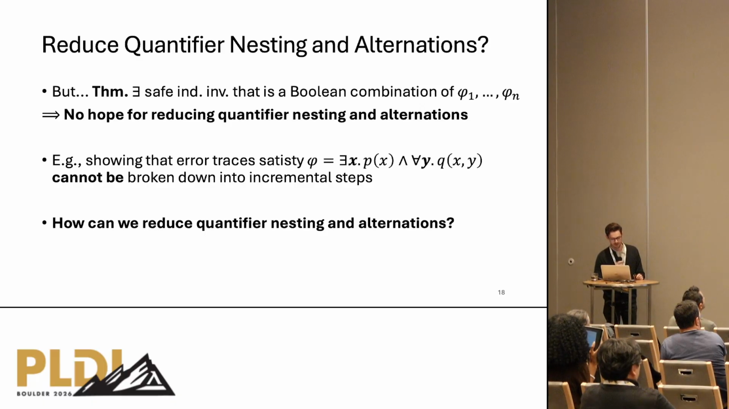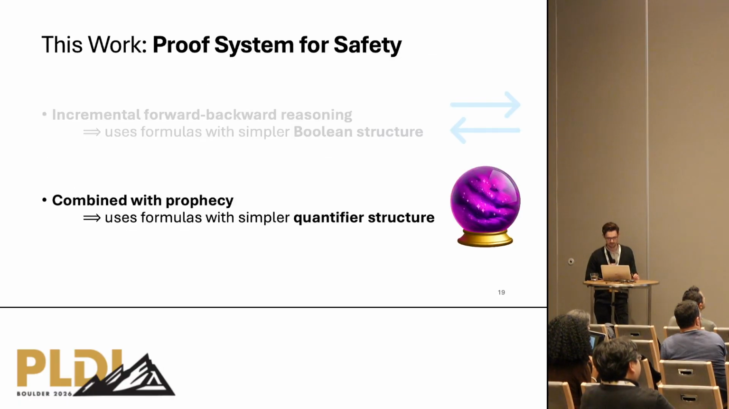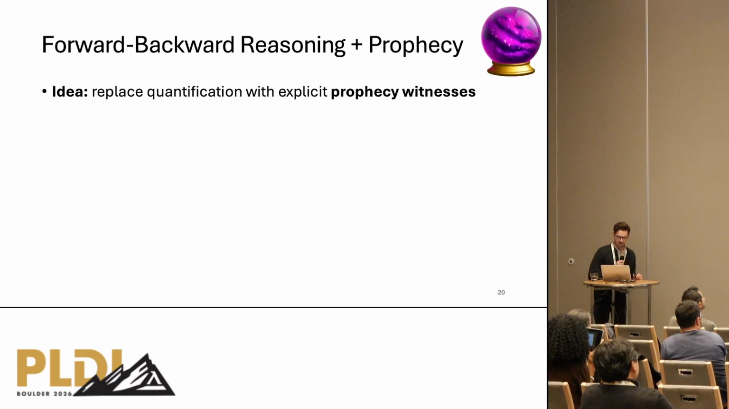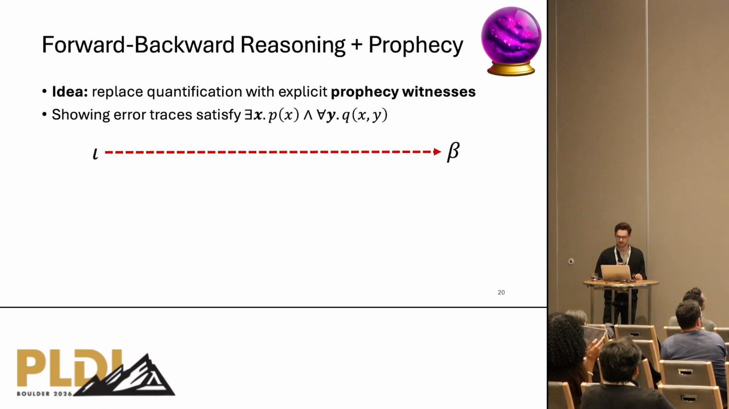So the question is now, what can we use to reduce the quantifier nesting and alternations? And perhaps unsurprisingly, we use ideas from prophecy, a notion of prophecy, to simplify this quantifier structure. So let's look at an example. The main idea is to replace quantification with explicit prophecy witnesses. So let's say you want to prove this kind of property. You want to prove, as part of your incremental proof, that every error trace satisfies this quantified property that says that there exists some x that satisfies p, and for all y, q of x, y holds.